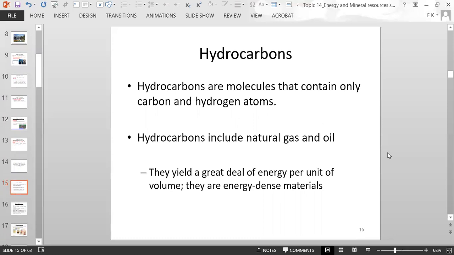So hydrocarbons are molecules that contain only carbon and hydrogen atoms. And hydrocarbons include natural gas and oil. They yield a great deal of energy per unit of volume, meaning a small amount of volume will give you a lot of energy. So we call these energy dense.